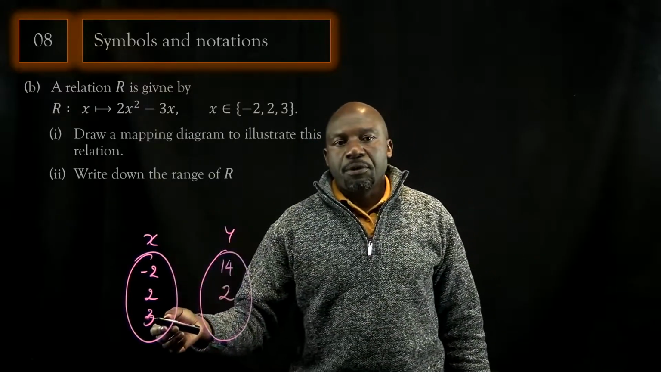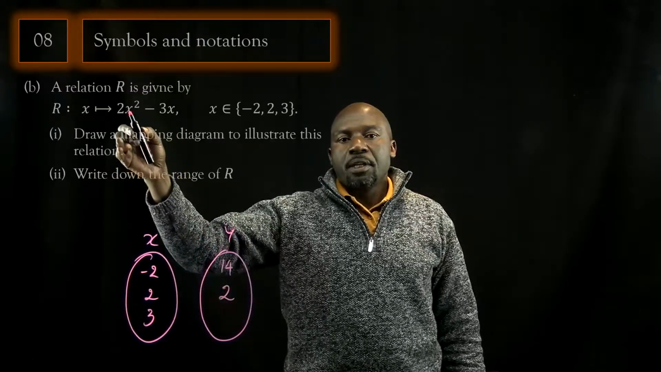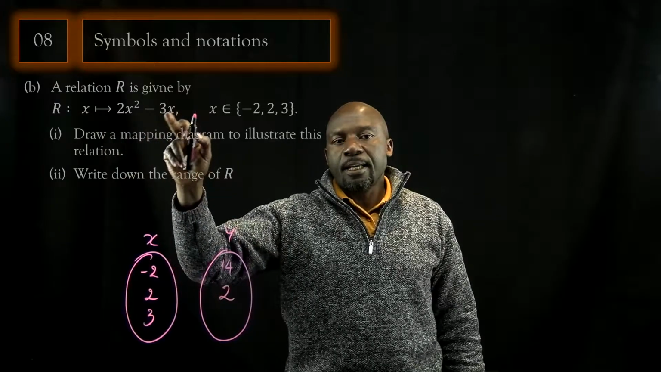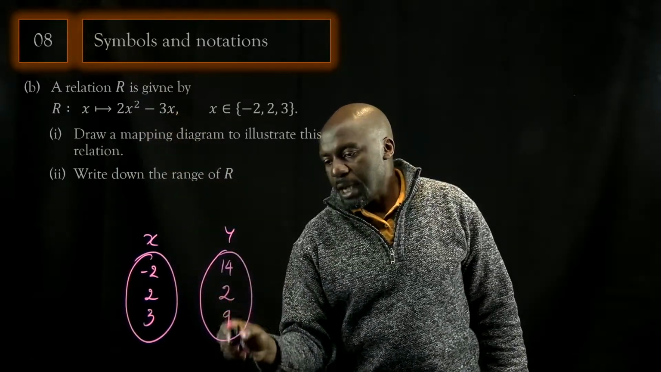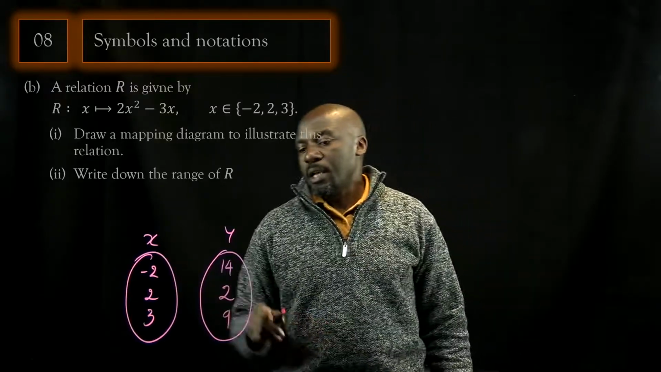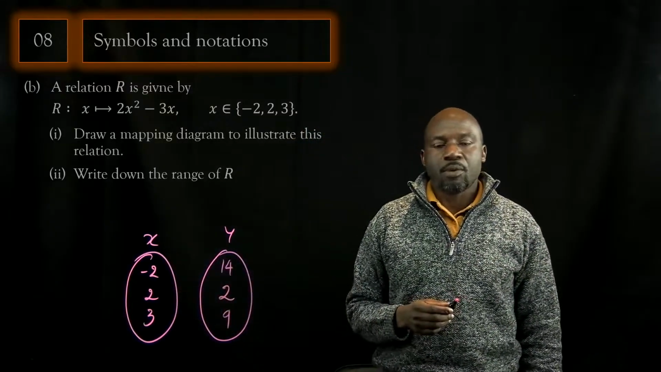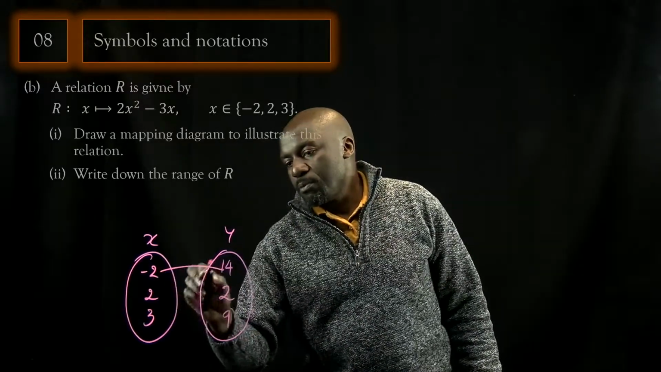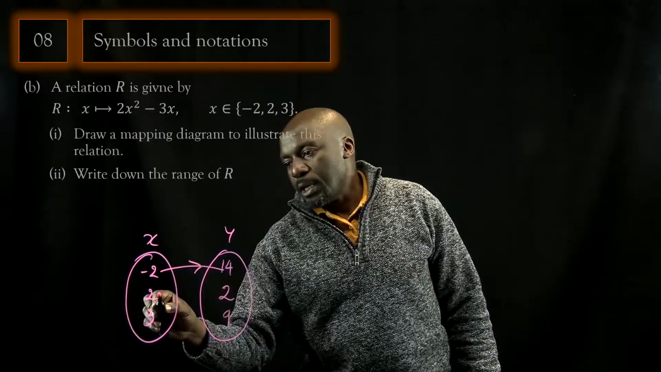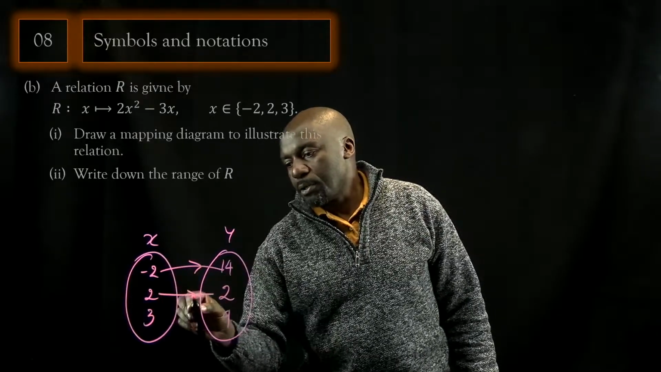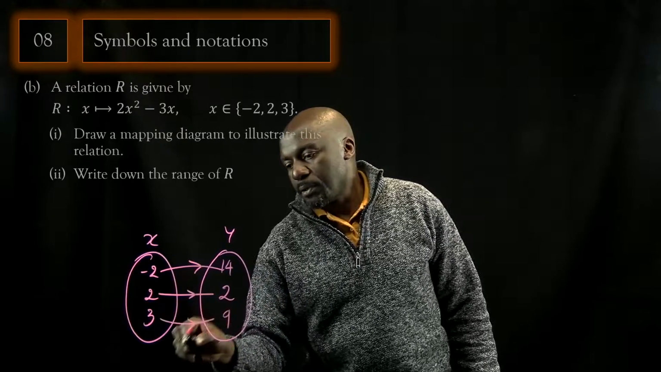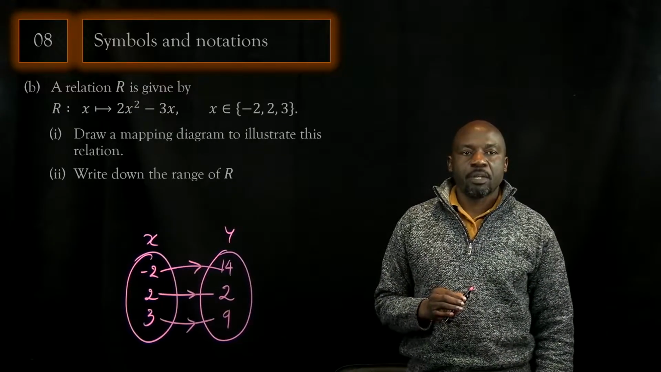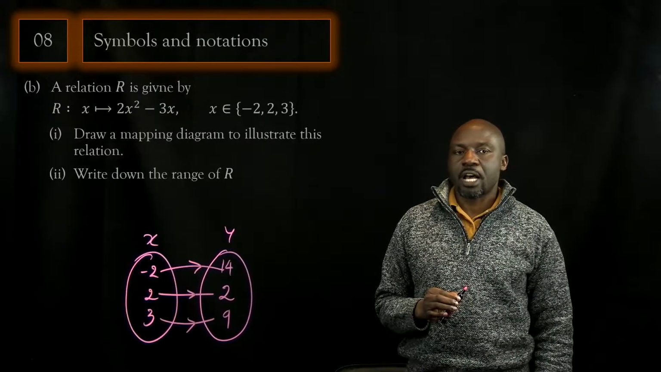Plug in the value of 3. 3 here is 9 times 2 is 18. 18 minus 9 is going to be 9. So are we done? No, we are not. We haven't drawn the arrows that complete the mapping. So we say that -2 maps onto 14, 2 maps onto 2, and 3 maps onto 9, like that. We now have a complete mapping diagram for relation R.